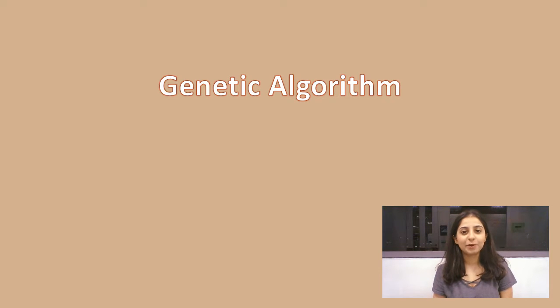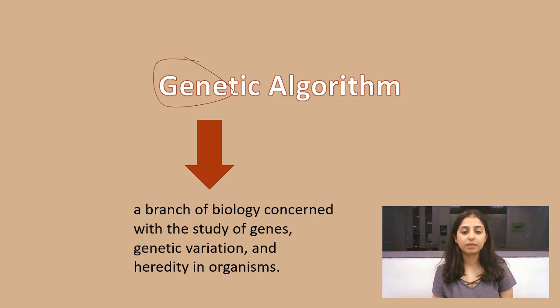What is genetic algorithm? Well, the word genetic is definitely related with its root word gene. Hence, genetics is a branch of biology concerned with the study of genes, genetic variation, and heredity in organisms. Let's have an in-depth discussion about genetic algorithms.